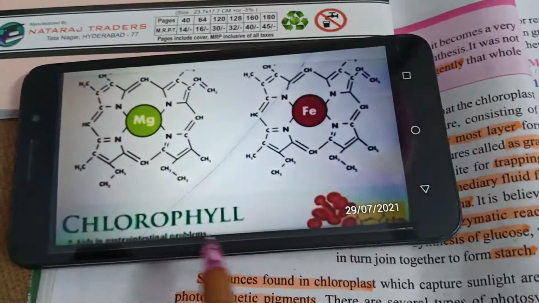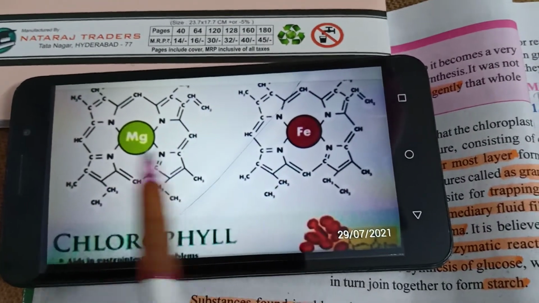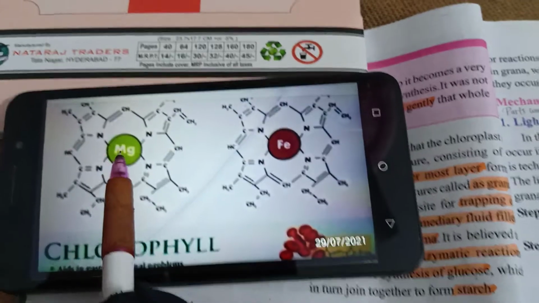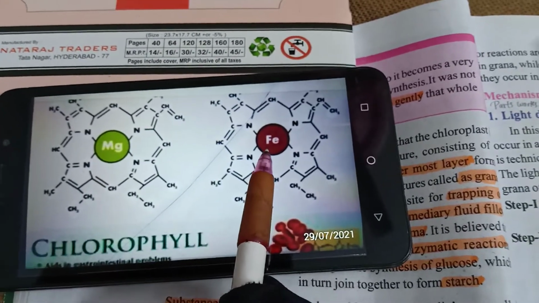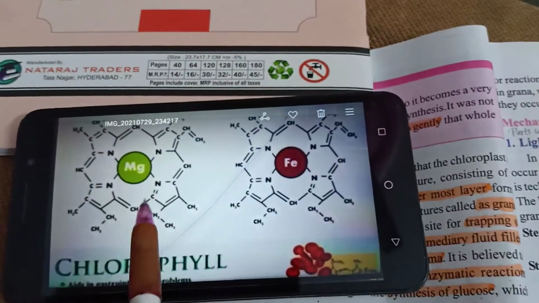So students, as I said, the structure of hemoglobin and chlorophyll is similar. This is chlorophyll, this is hemoglobin, but the center atom is different. Chlorophyll contains magnesium while hemoglobin contains iron, and the structure, as you can see, is similar.